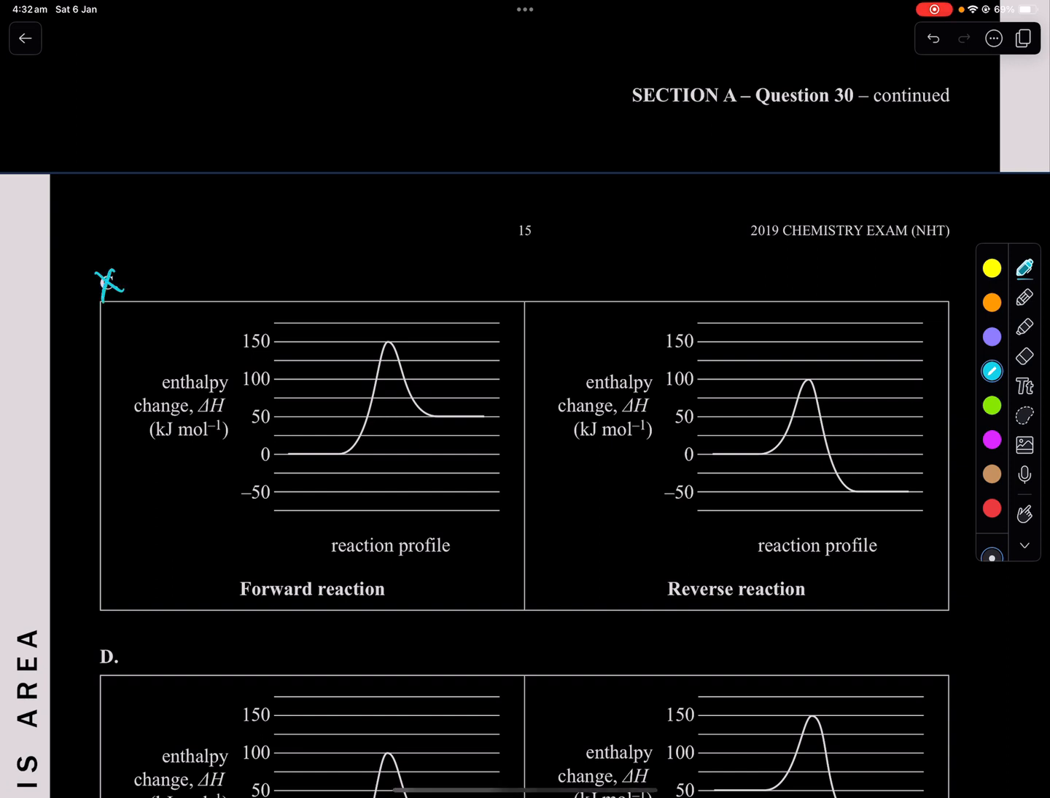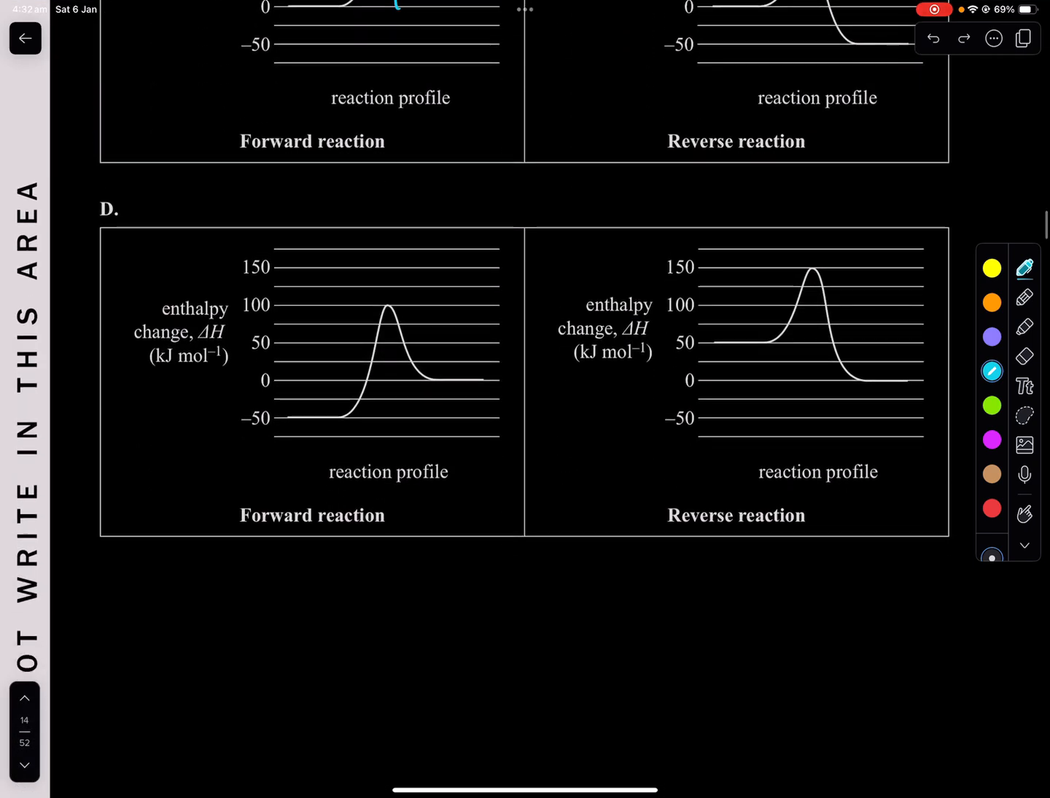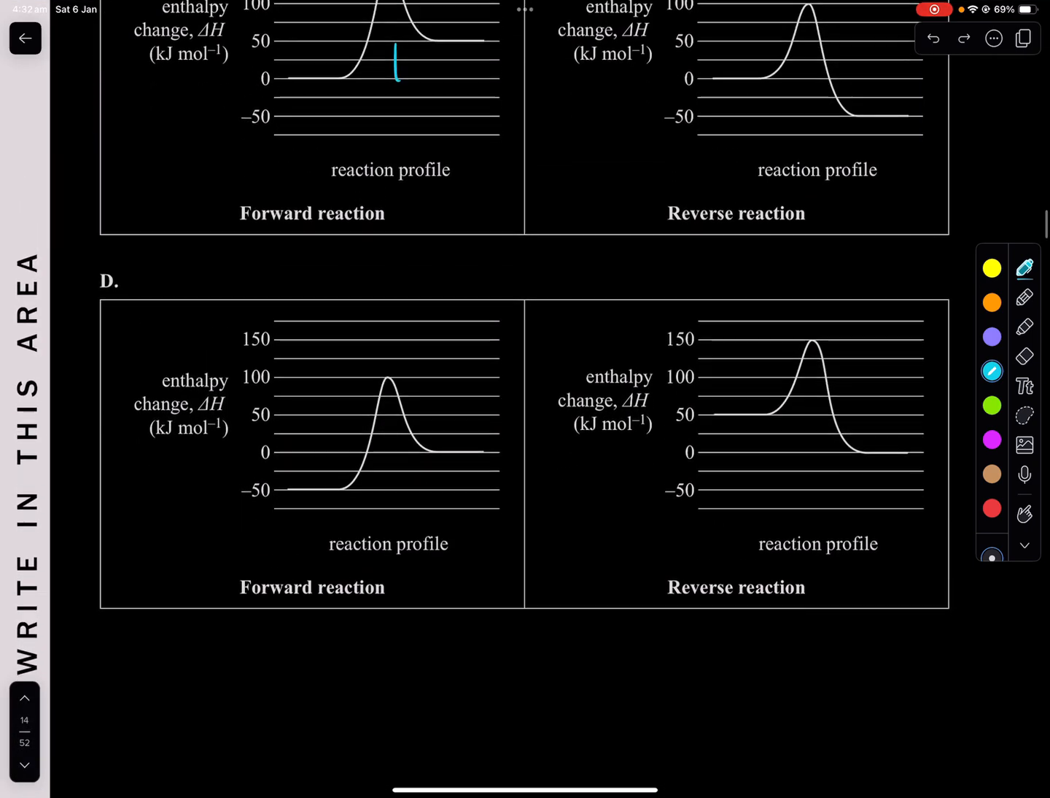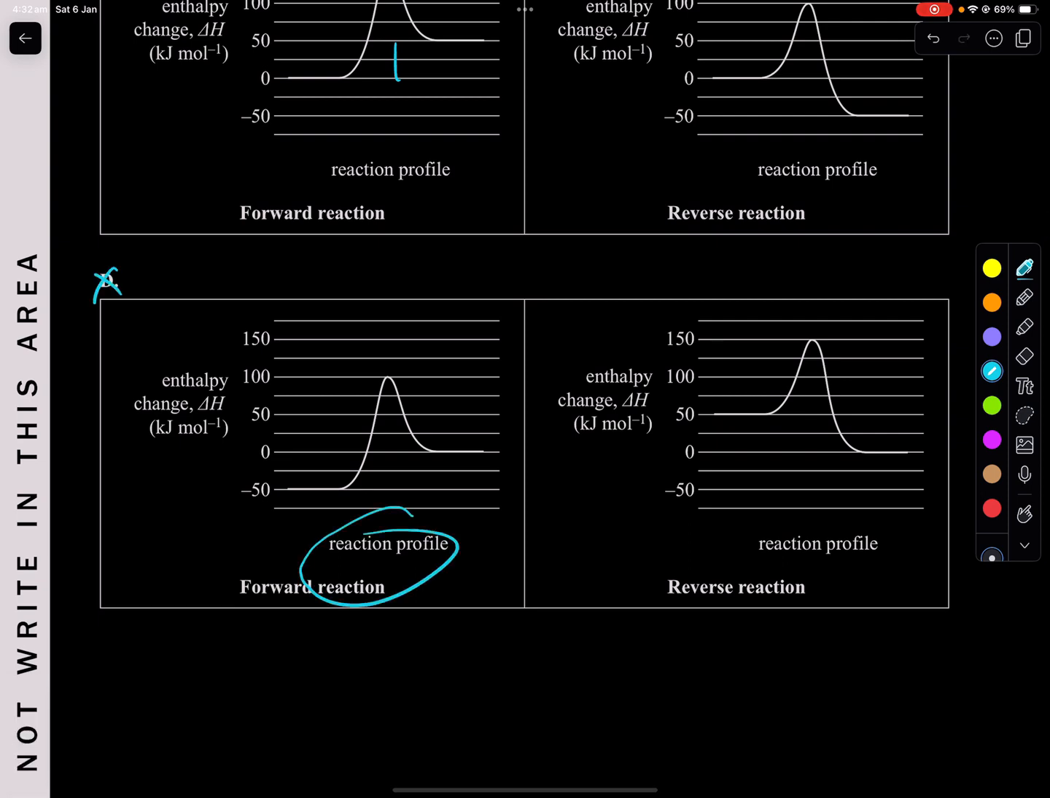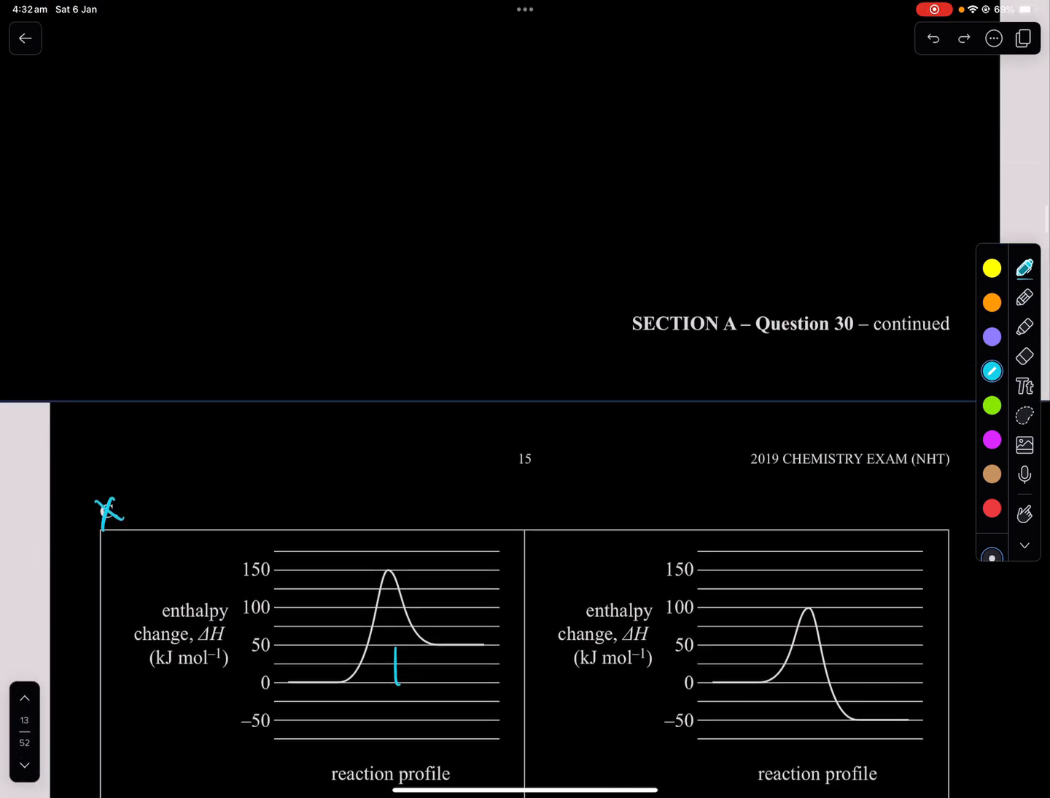This one is wrong because remember we have to have an exothermic. This is endothermic for the forward reaction. D. Also, this is endothermic. It's supposed to be exothermic. So D is wrong. For the forward reaction, it's supposed to be exothermic. So the only possible answer is B.